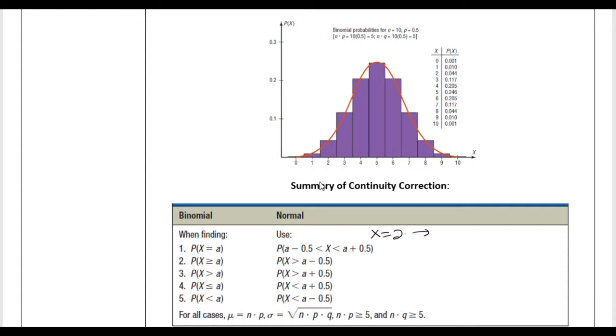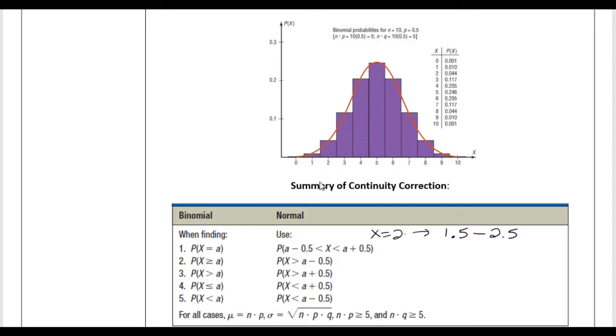So that means you want to subtract 0.5 from 2, and you want to add 0.5 to 2. That will give you 2.5. This will ensure that you have x equal to 2 because that is right in the middle of this range. So when you have x equal to 2, you're going to take away 0.5 and add 0.5. That's what this rule is saying.